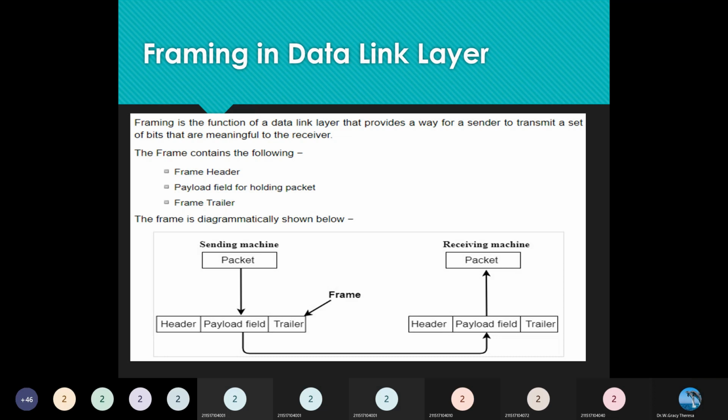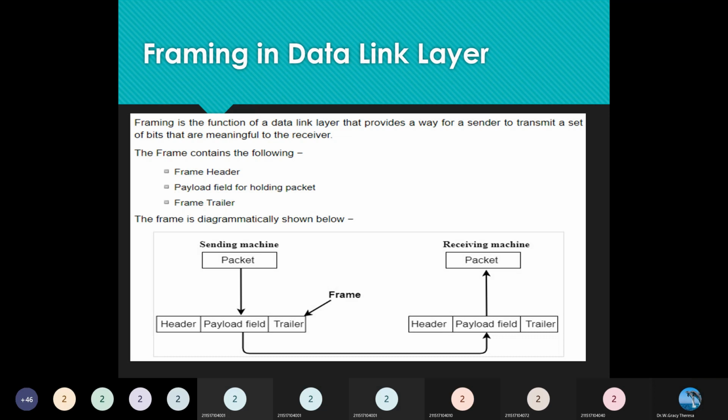Next, the packet that is received from the network layer has to be framed. There is a format for this frame. The frame should have a header, a proper payload field for holding the particular packet, and then a frame trailer. So this is the format of framing.